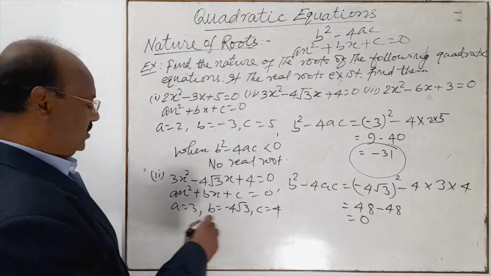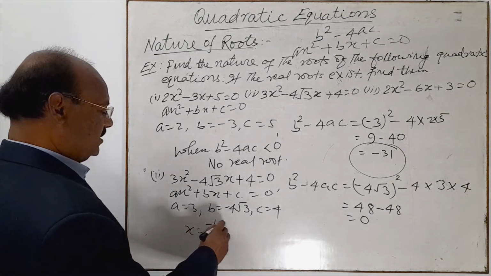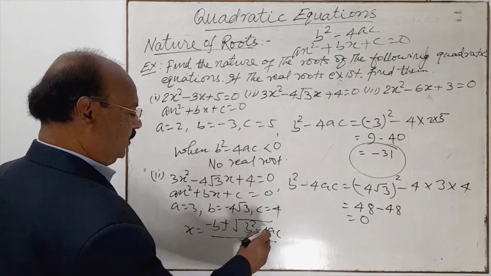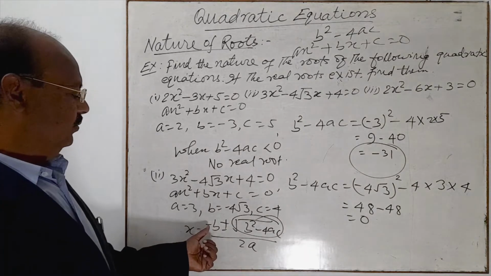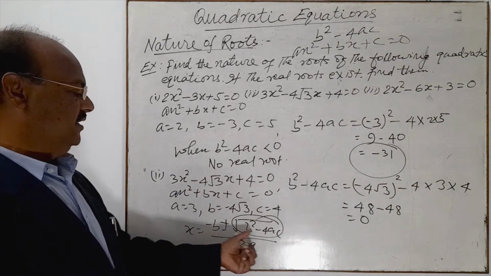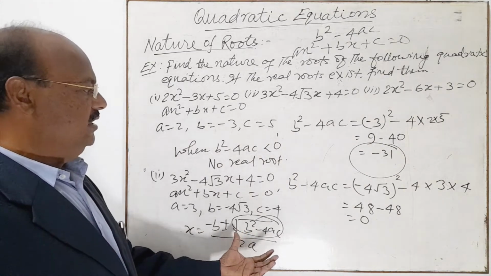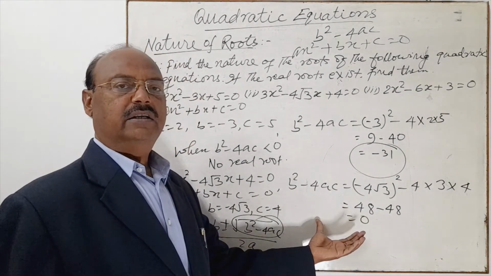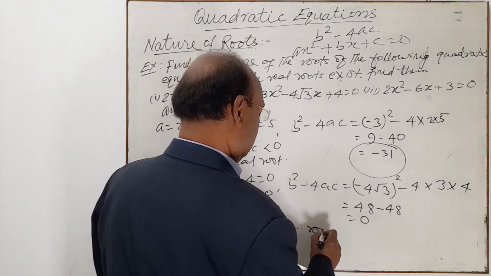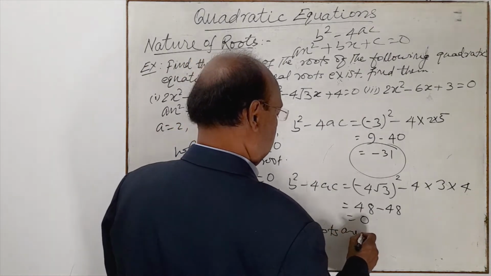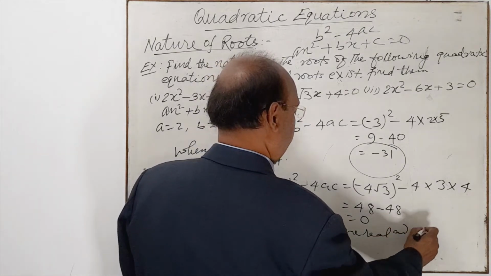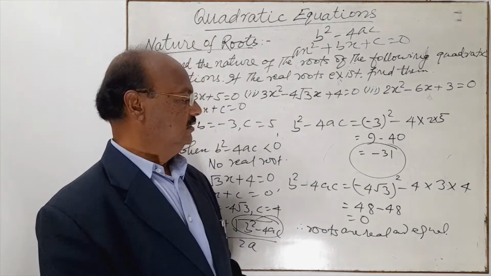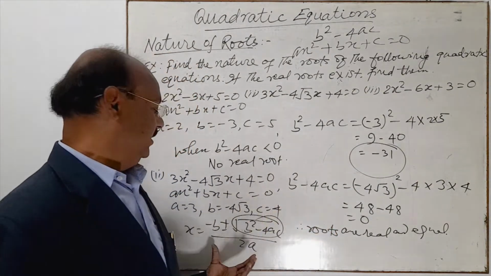Because in this quadratic formula, x is equal to minus b plus minus root over b square minus 4ac divided by 2a. If this part becomes 0, so minus b plus 0 or minus b minus 0 will remain same. That's why the nature of the roots will be real and equal. Therefore, roots are real and equal. Correct? In the next video, we will see how to find these roots with the help of this quadratic formula.